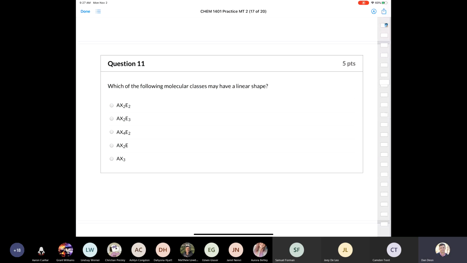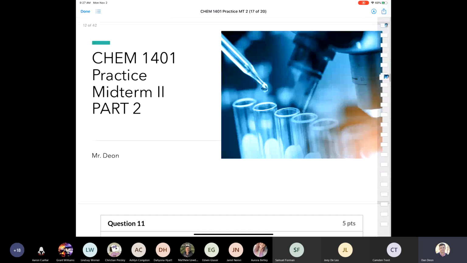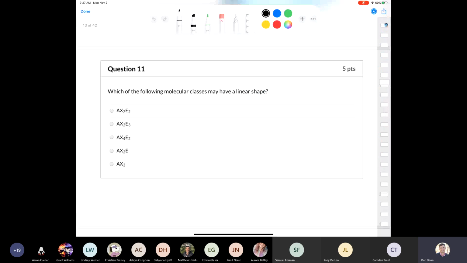Okay, so this is practice exam midterm 2. This is the second part. And let's get started with question 11. It says, which of the following molecular classes may have a linear shape? Let's go through these pretty quickly here.